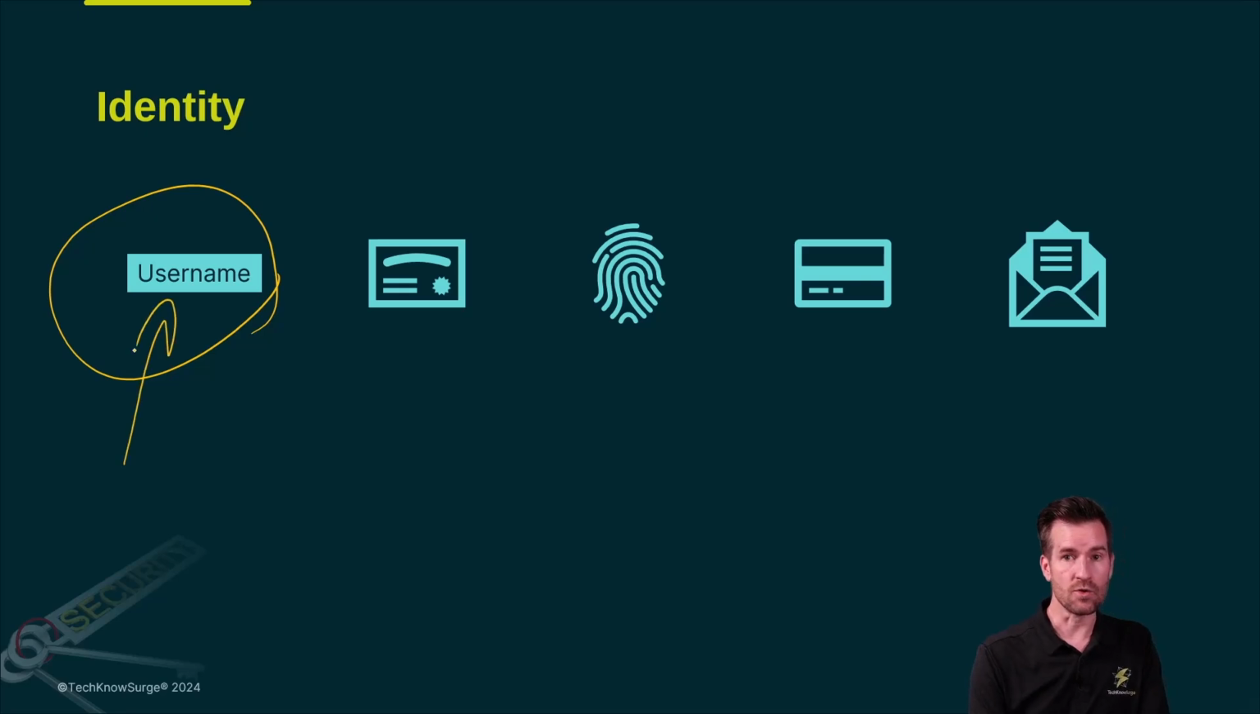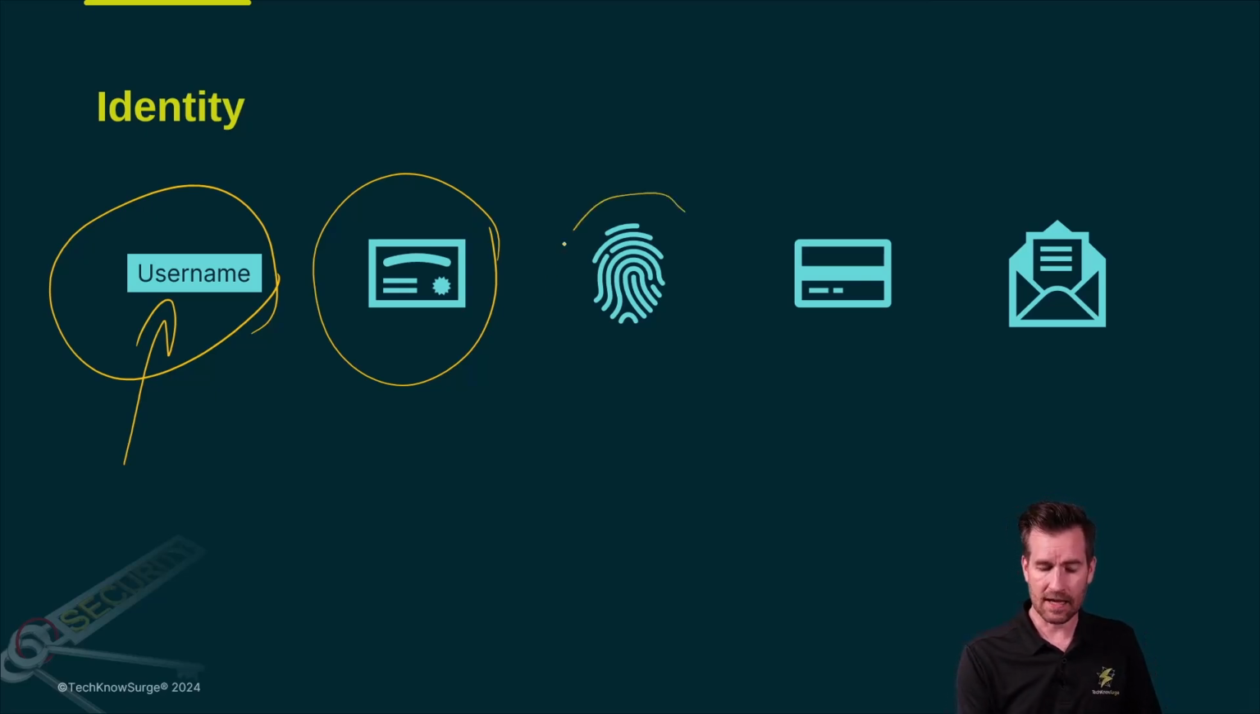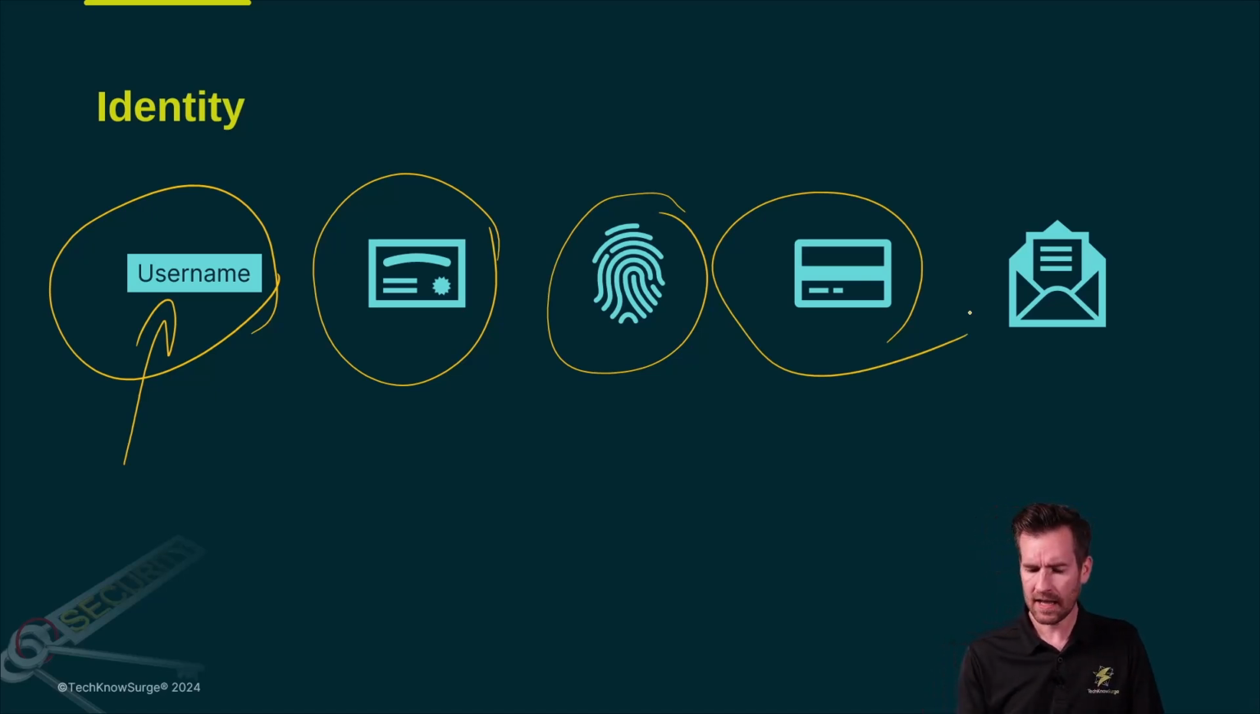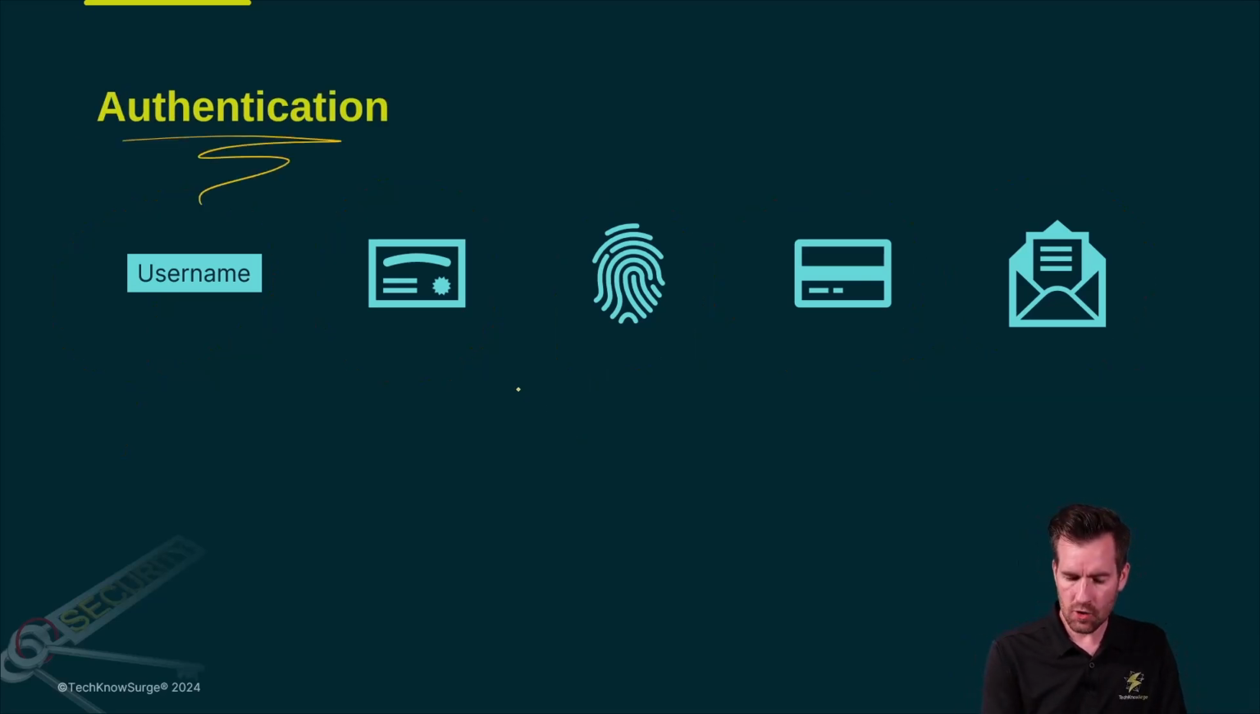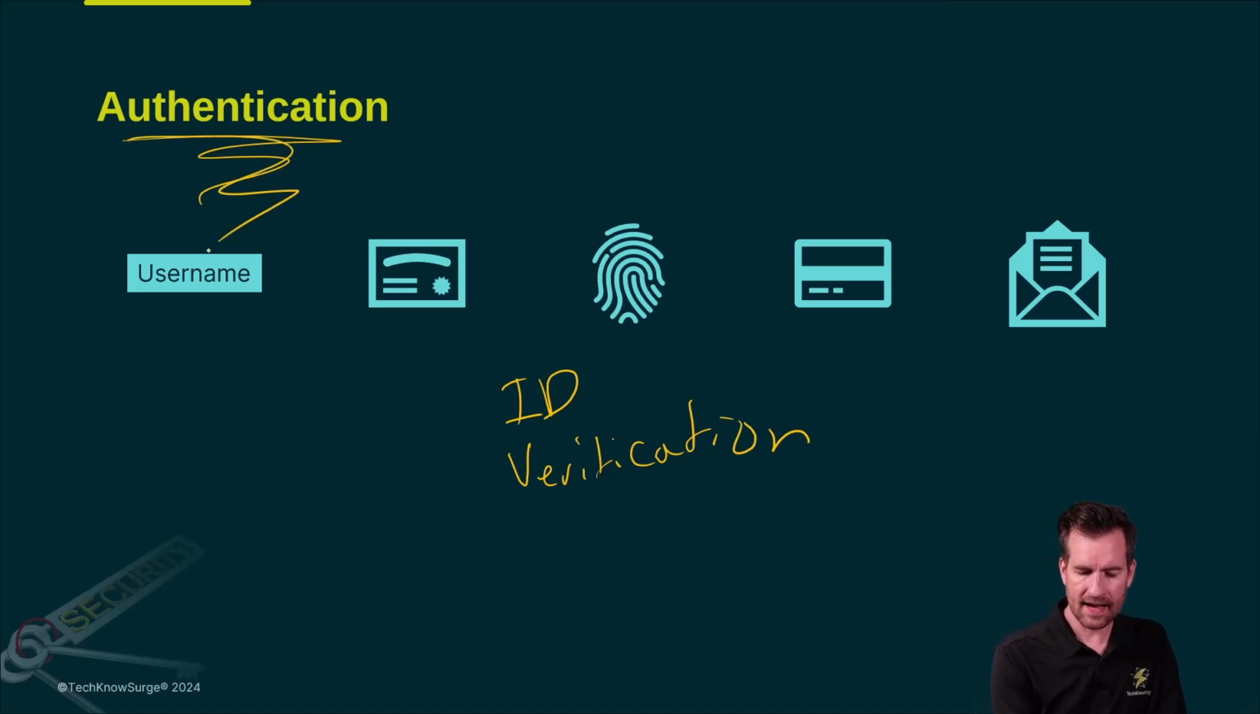Identity can come in lots of different forms. A lot of times we use usernames to identify people, but it could come in the form of a certificate, biometrics, or some sort of smart card. It could be a one-time password, where when you're trying to log into a system, you are sent a code through email or through SMS or through some other means. So anything that will identify who you are, we call that authentication. When you take who you are, your ID, and some sort of verification, then you become authenticated.